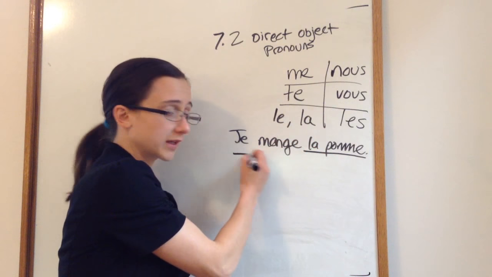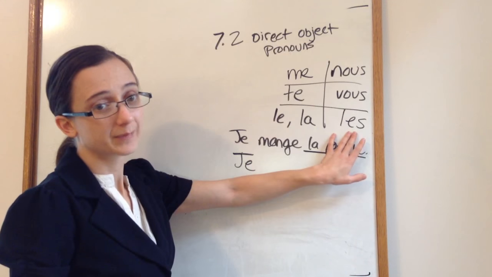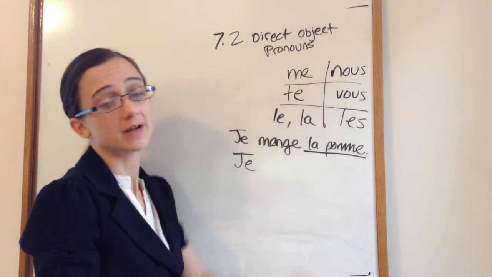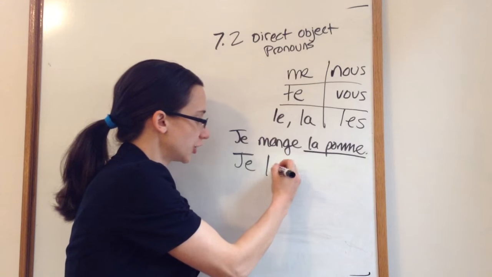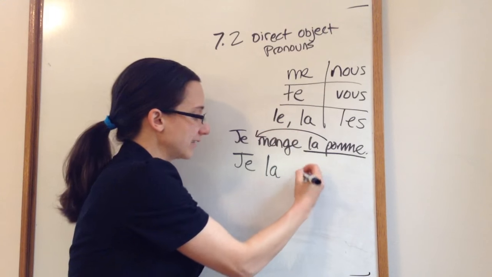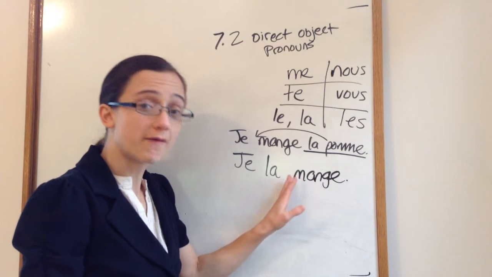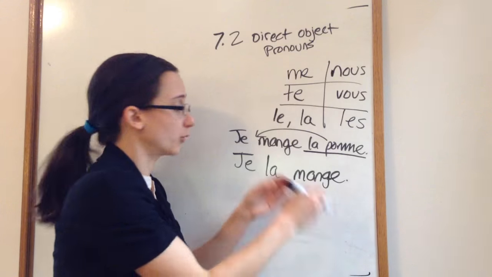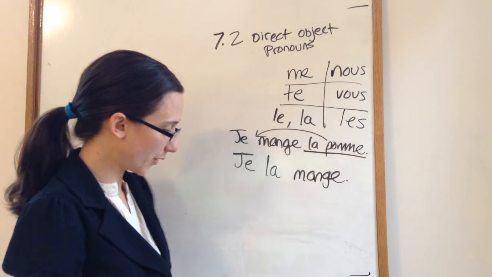So where do we put it? We don't say je mange la. In English, we can say that I'm eating it. But in French, when you use a direct object pronoun, you have to move where it goes. You say je la mange. Okay? It needs to go before the verb that's acting on it. What are you eating? Again, what? It is the apple.